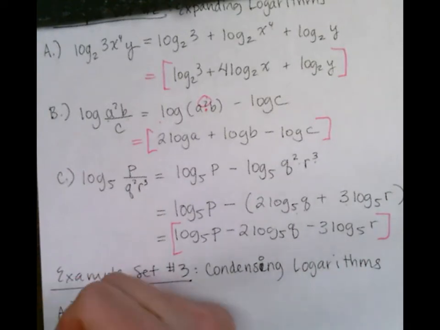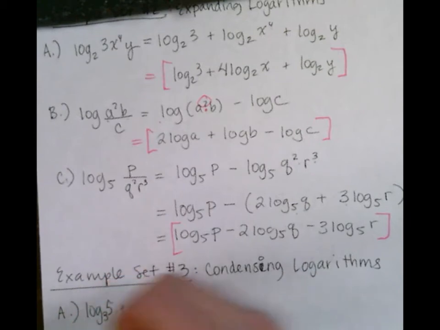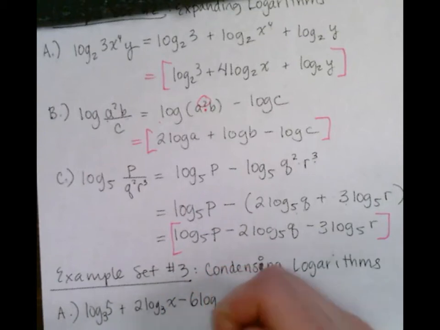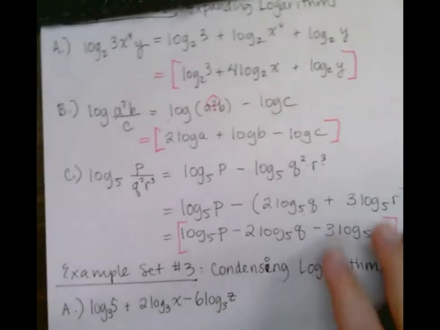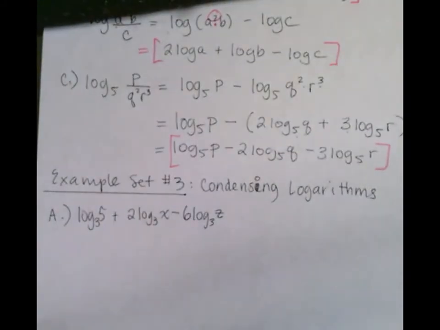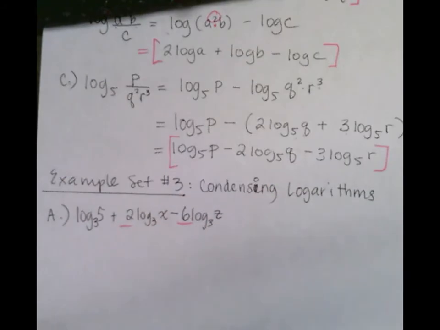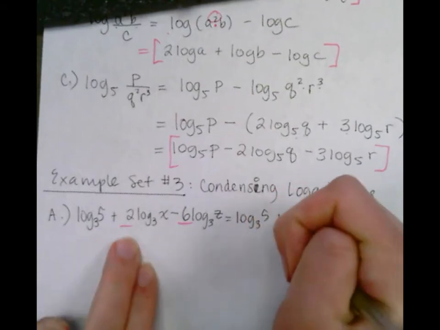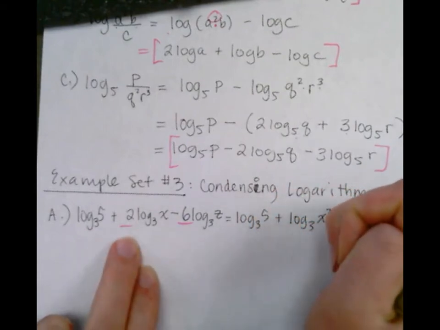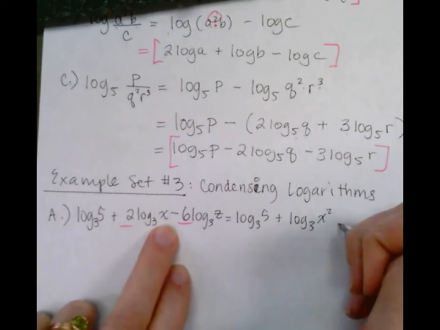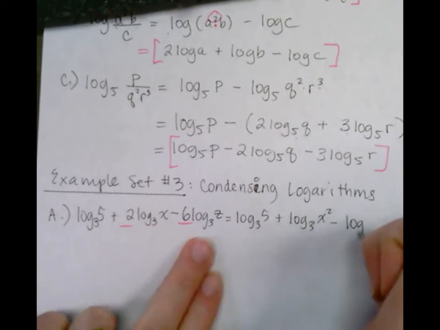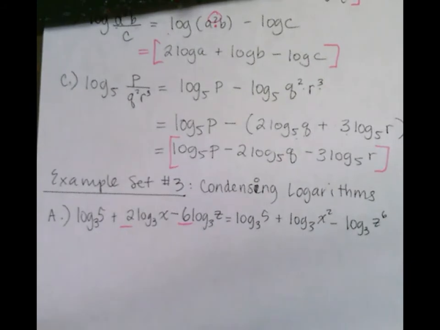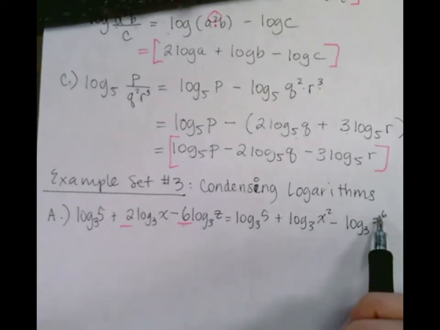So my first example here is log base 3 of 5 plus 2 log base 3 of x minus 6 log base 3 of z. So to start, I'm going to deal with the numbers out front because I know that they should then become my exponents. So first I'm going to have log base 3 of 5 plus log base 3 of x squared. That 2 just got moved up to be my exponent with the x, minus log base 3 of z to the 6th. Because there was a 6 out front, that got moved up.